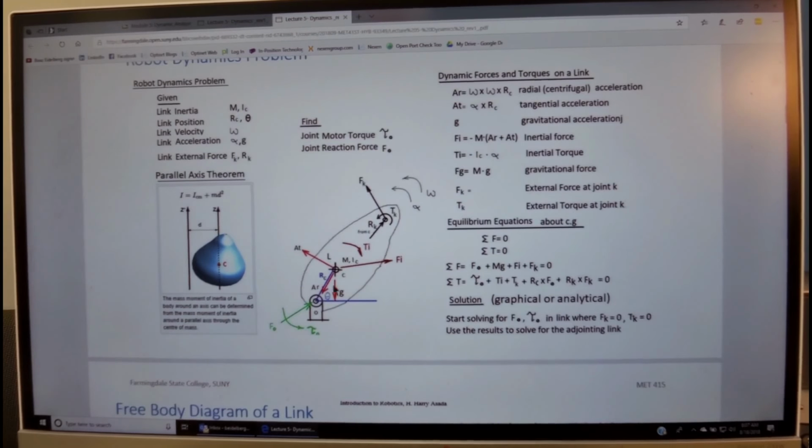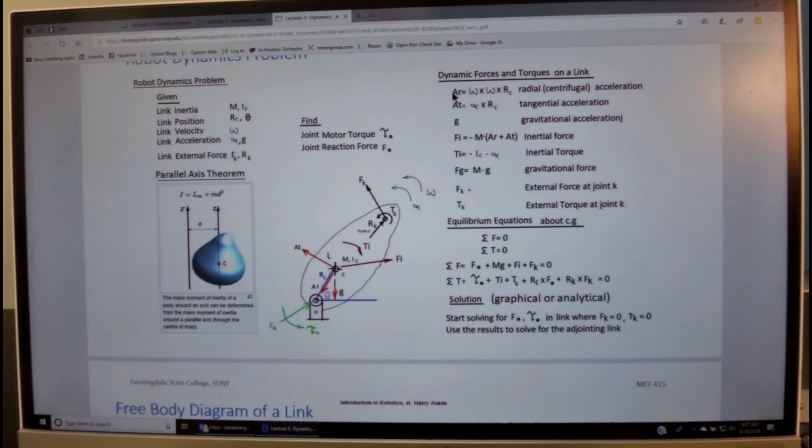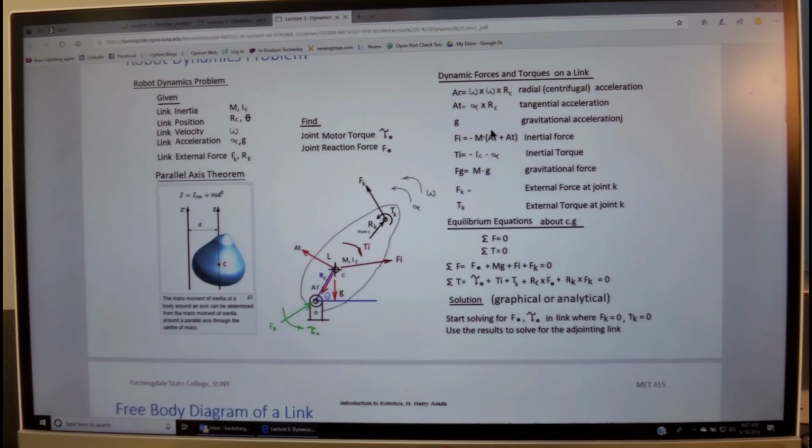Gravitational acceleration is in the direction of gravity, and then the inertial force is defined as the negative of the acceleration of the body. So if the total acceleration of the body is the radial acceleration or centrifugal acceleration plus the tangential acceleration as a vector, and we multiply it times the mass, then the inertial force will be the negative of that quantity, minus m times the total acceleration of the center of gravity.